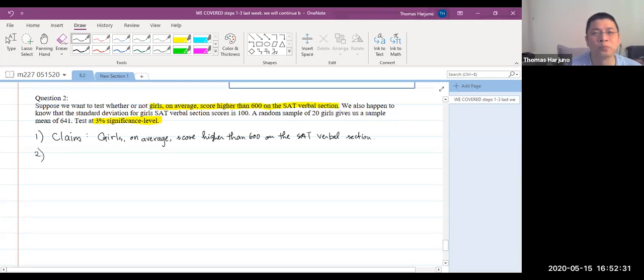Step 2. We also happen to know that the standard deviation for all SAT verbal scores is 100. So the sigma is actually 100. The sigma is 100. The alpha is 3%. And then what's the n? A random sample of 20. Okay, so the n is 20.